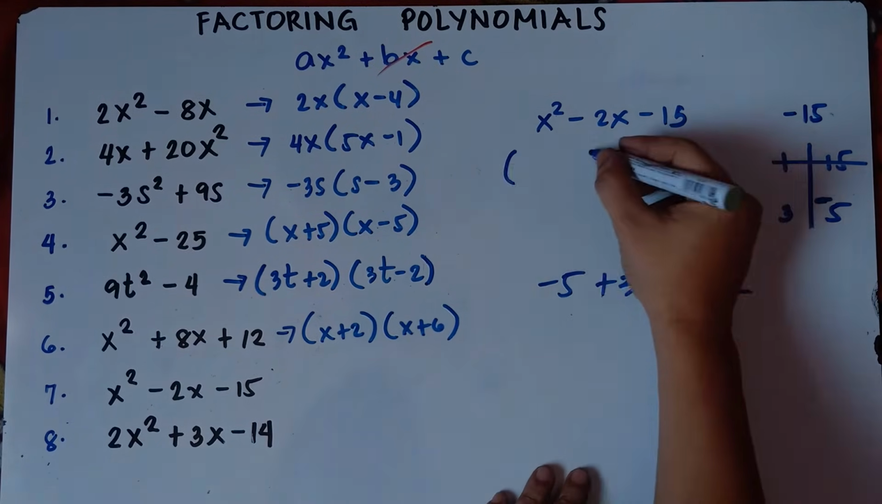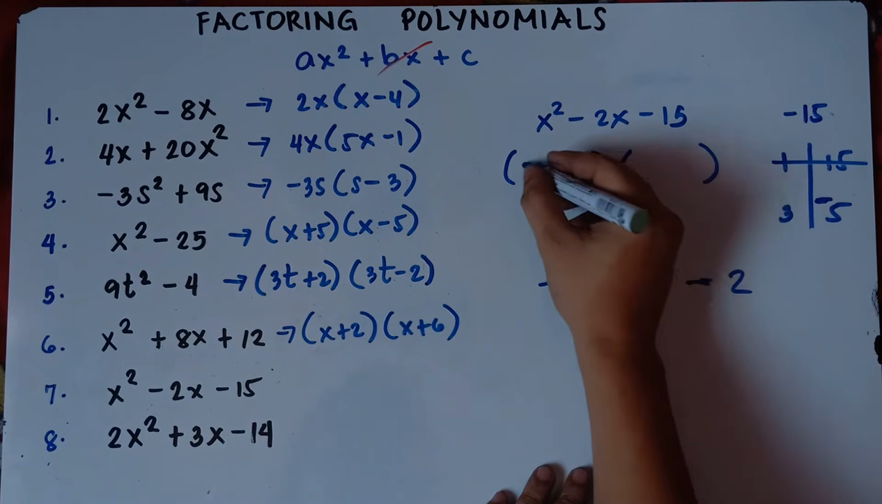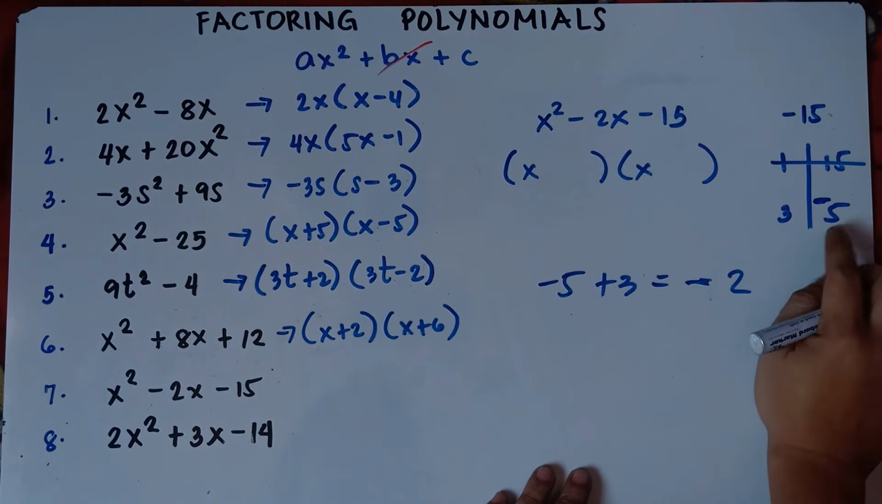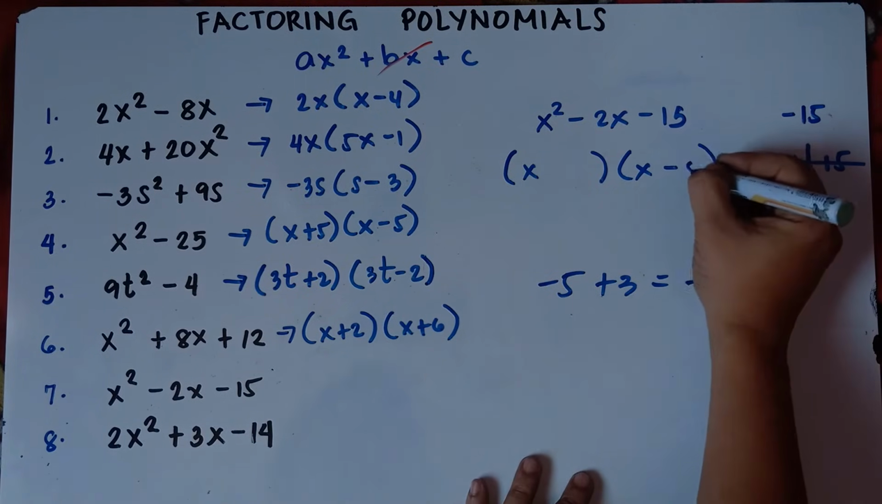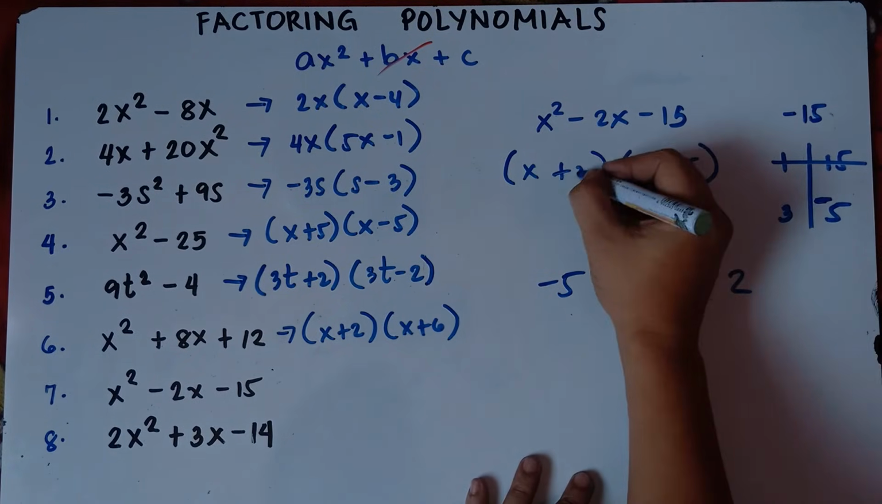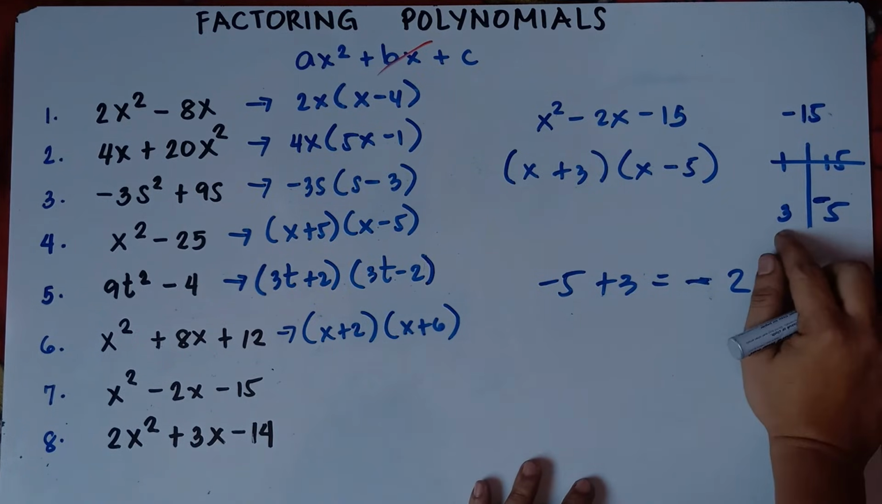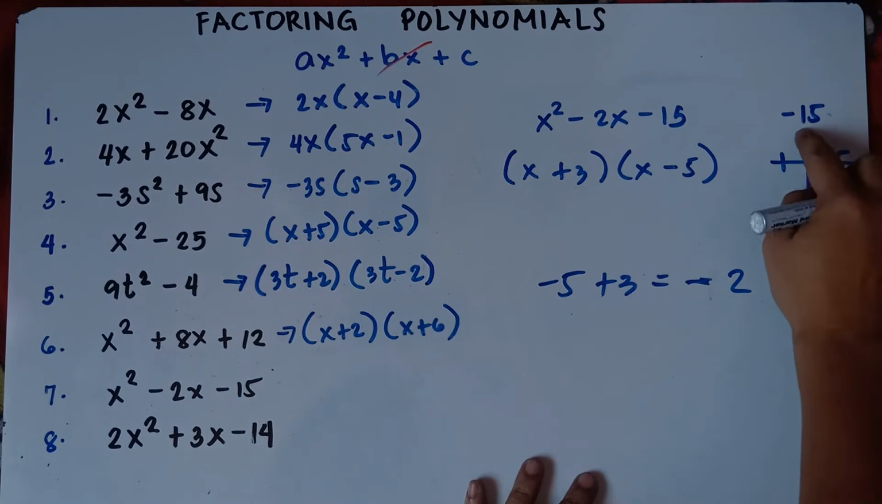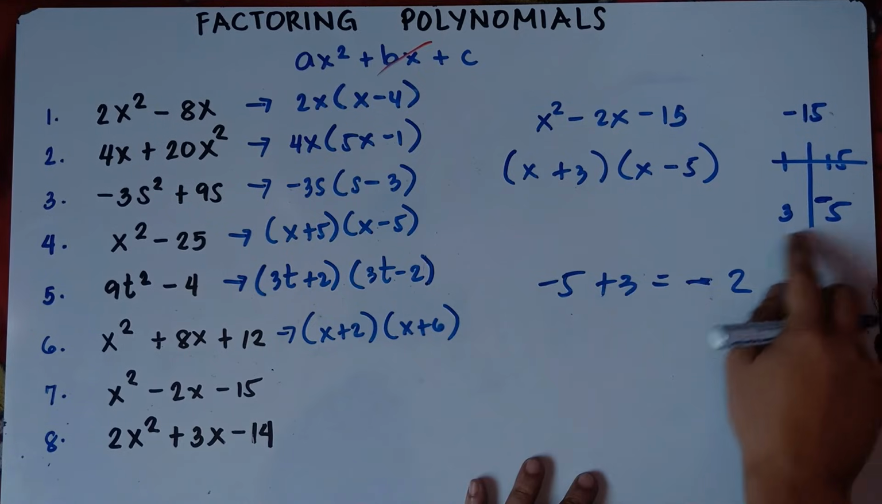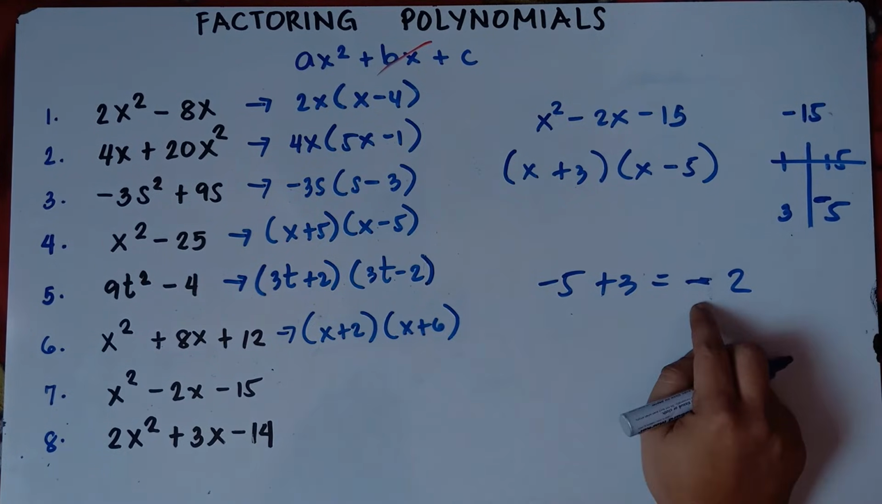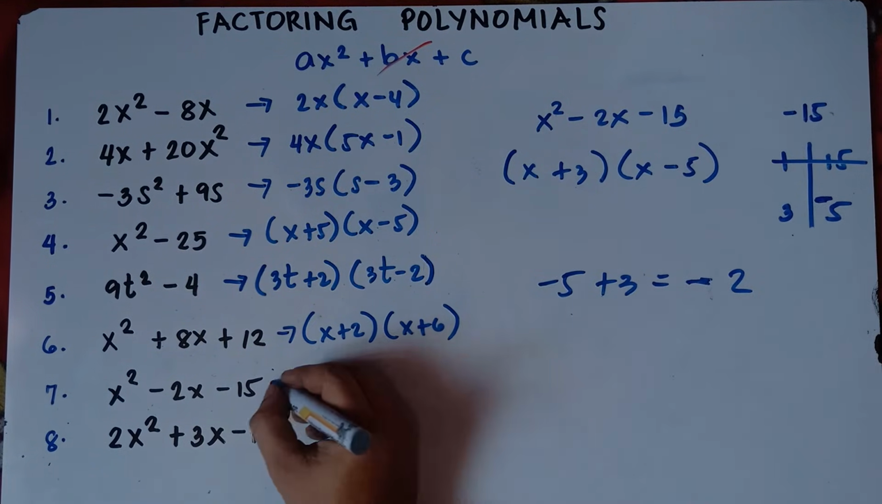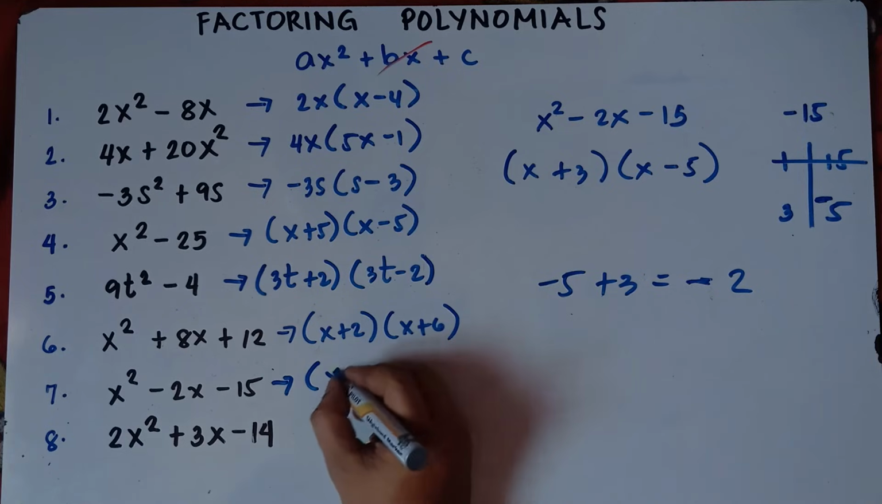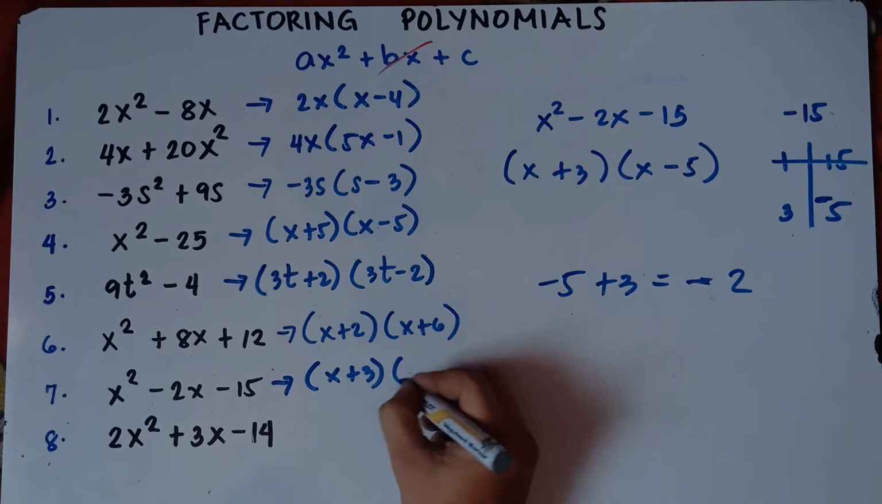So you put two quantities, x and x. Our factors, class, would be x minus 5 and the other one is x plus 3. If you multiply 3 times negative 5, that's negative 15. If you combine negative 5 plus 3, you will get negative 2. So these are the factors, class. That's how you find the factors: x plus 3, and the other one, x minus 5.